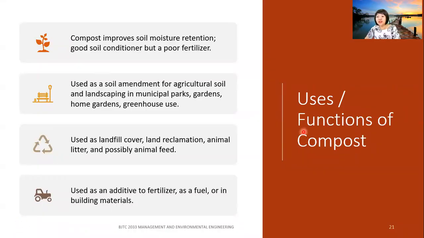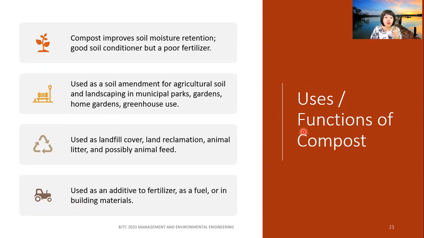Okay. So what are the functions of compost? After you do the composting, the product we call compost. The compost's function is to improve the soil's moisture retention, because the soil becomes more moist and it has more small pores. So it can hold more water. When you have enough water, the plants can grow faster. So it is a good soil conditioner, but a poor fertilizer, just like your hair conditioner. You need the conditioner to make it nice.